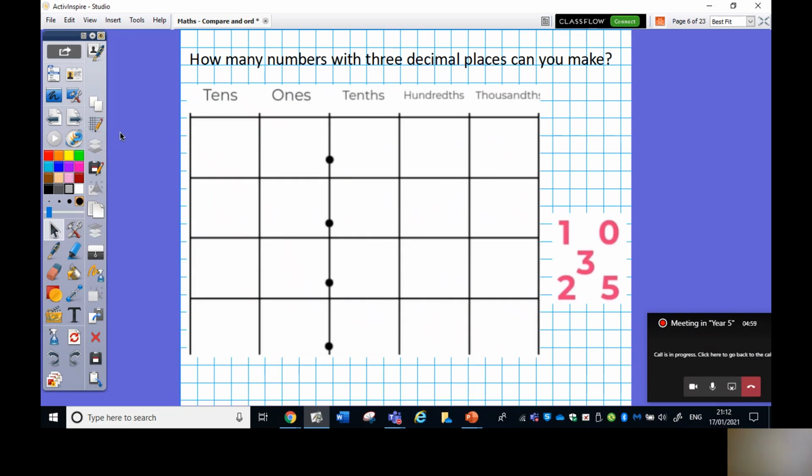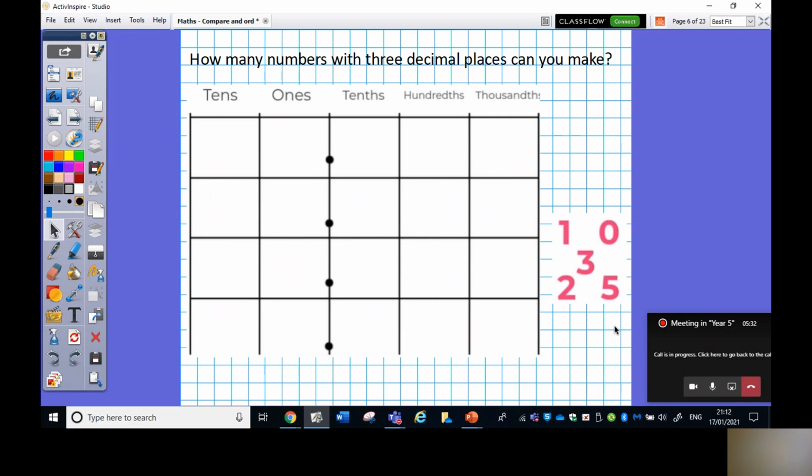Okay, next. How many numbers with 3 decimal places can you make? So with these 5 digits on your piece of paper, I would like you to write as many 5-digit numbers with 3 decimal places. Okay, you need 5 digits with 3 decimal places. Pause and then unpause when you've finished. How did you do? How many did you come up with?